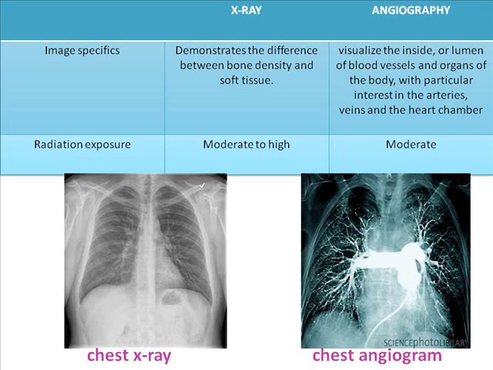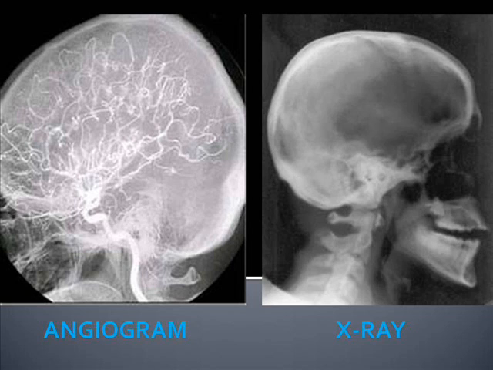As you can see below, this is the diagram for the chest X-ray and chest angiogram, where the difference can be seen: the chest angiogram consists of blood vessels. These are two diagrams of angiogram and X-ray. The difference between these two diagrams is that in the angiogram, blood vessels are clearly visualized, while for the X-ray, only bone and soft tissue are seen.